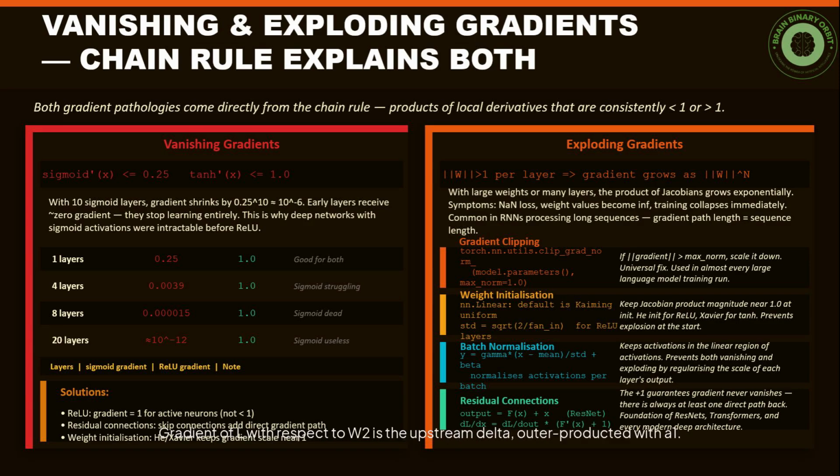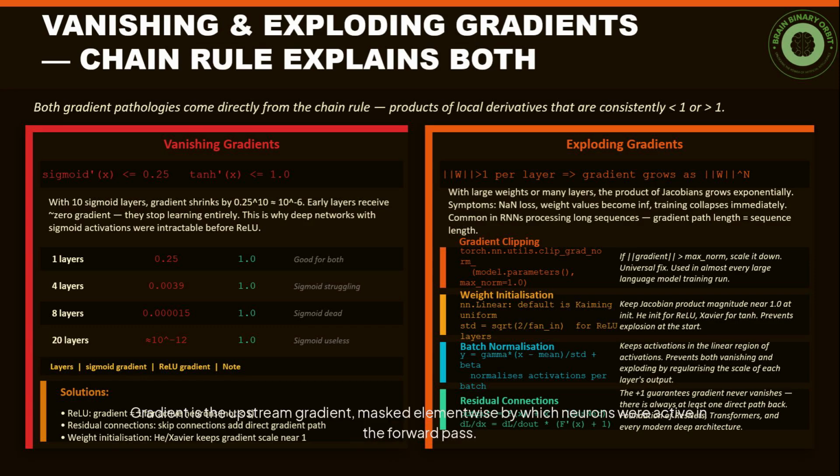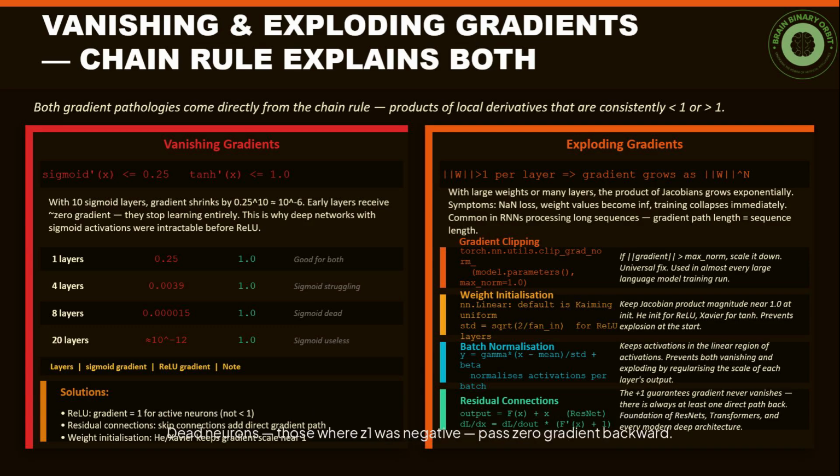Step 2, linear layer W2. Gradient of L with respect to W2 is the upstream delta, outer producted with A1. This is the matrix calculus chain rule. Local Jacobian is A1 transpose. Step 1, ReLU layer. Gradient is the upstream gradient, masked elementwise by which neurons were active in the forward pass. Dead neurons, those where Z1 was negative, pass zero gradient backward. This is the dead neuron problem in ReLU networks.